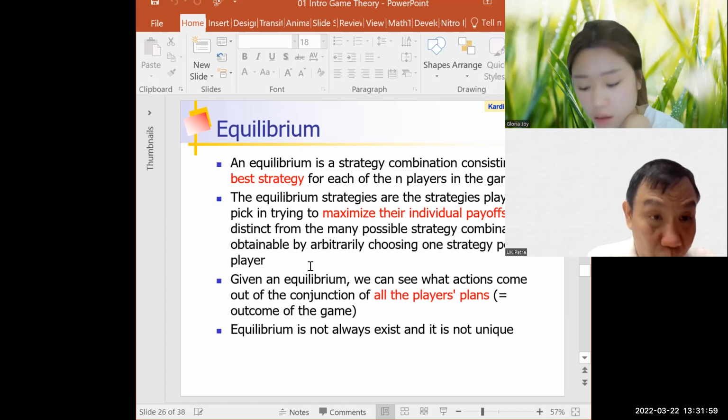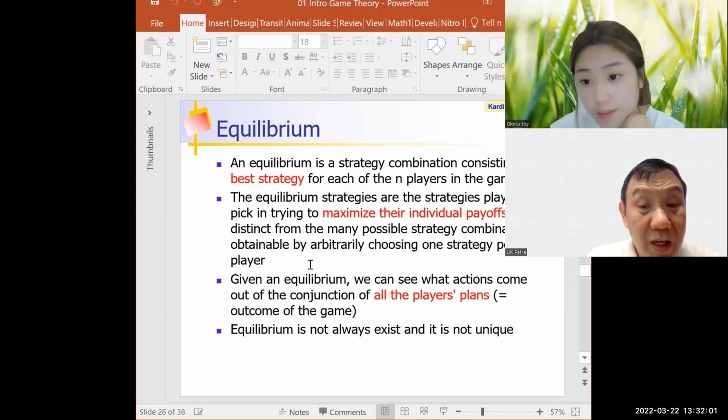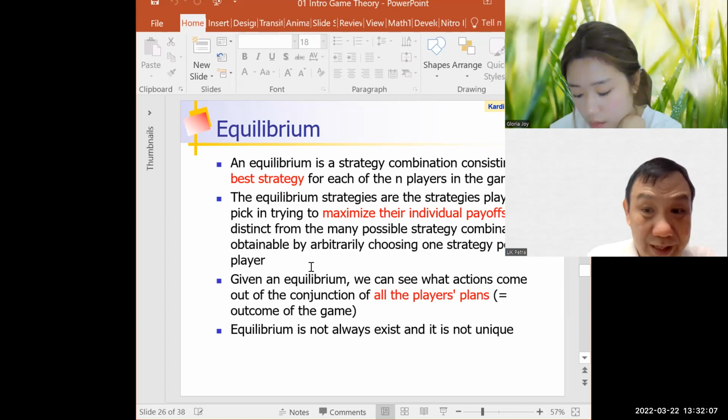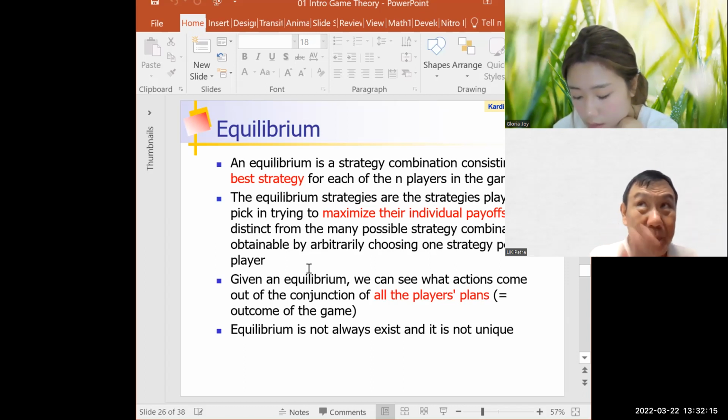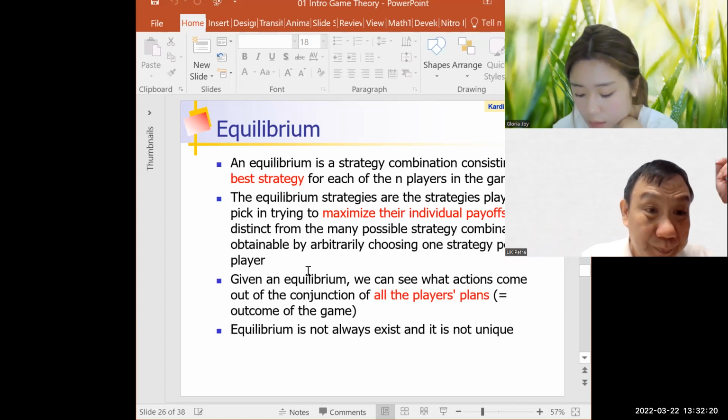Okay, but be careful. In game theory, equilibrium does not always exist. Sometimes it exists, sometimes not. And if it exists, it is not necessarily unique. There is a possibility that you have 2 equilibria, 3 equilibria, and so on.